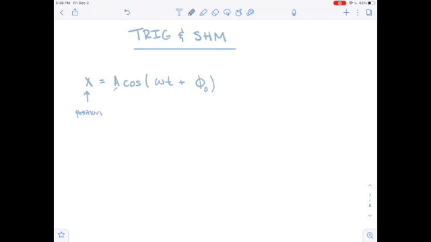The basic formula for simple harmonic motion is x equals a cosine of omega t plus phi, where x stands for the position, a stands for the amplitude, omega stands for the angular velocity or the angular frequency, t stands for time, and phi stands for the phase constant, or how much the graph has been shifted from the initial position.